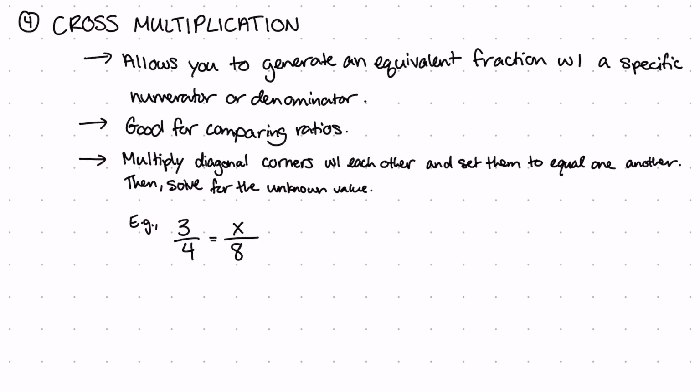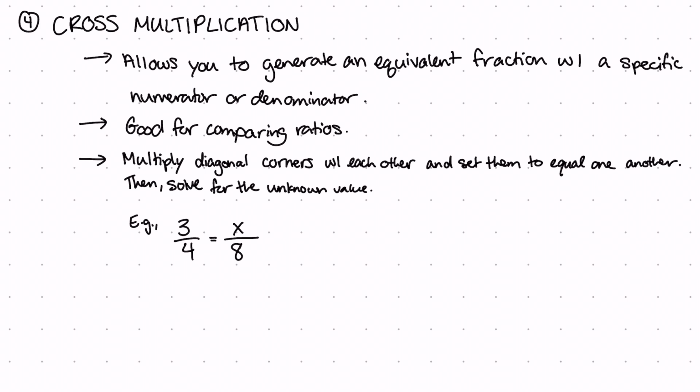Now let's talk about cross multiplication. So cross multiplication allows you to generate an equivalent fraction with a specific numerator or denominator, and this is good for comparing ratios. So to do this, you multiply diagonal corners with each other and set their product to equal one another. Then you can solve for the unknown value.